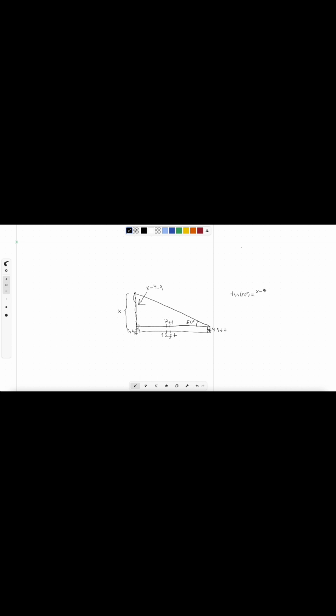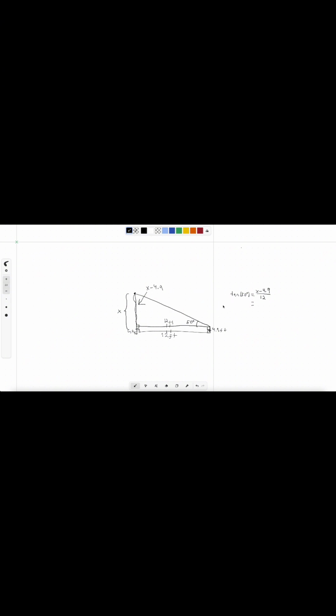And we can use that as the numerator in the tangent of 50 degrees. So tangent of 50 degrees equals x minus 4.9 in the numerator. And as for the denominator, it's the length of the side adjacent to the angle, which is this side, which is 12 feet long, so the denominator is 12.